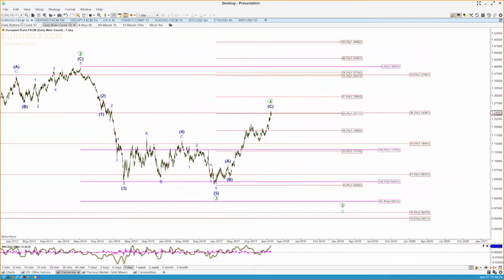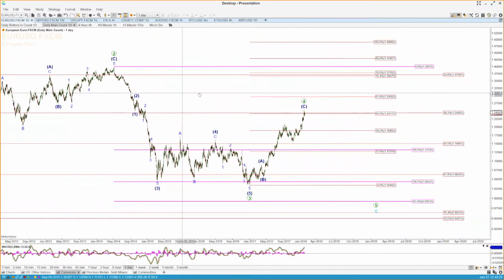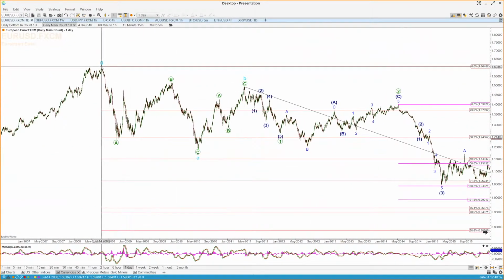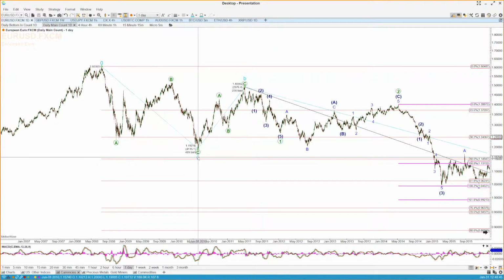Now, if we look at its polar opposite, the euro dollar, and again, this is a long-term daily chart. If I go all the way back over here, we started our counts back in July 2008 at the all-time high of the euro against the dollar. And I think we're in a very large corrective move as an ABC to the downside. So it's cycle degree, which is the light blue labeling.